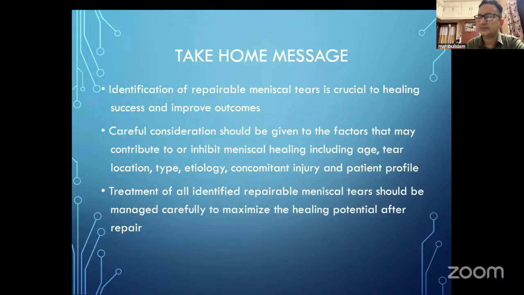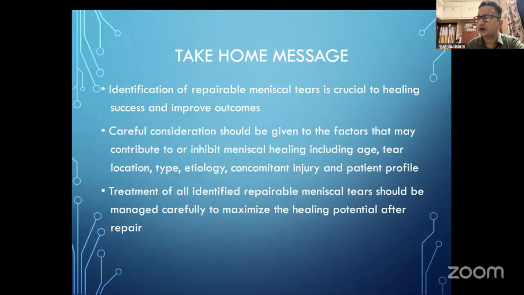Now, the take-home message: meniscal repair plays a vital role in preserving knee function and delaying osteoarthritis. The key to a successful outcome lies in accurately identifying repairable tears. Factors such as patient age, tear location and type, cause of injury, associated ligamentous injury, and overall patient profile significantly influence healing. Each of these should be carefully considered when planning the treatment protocol.